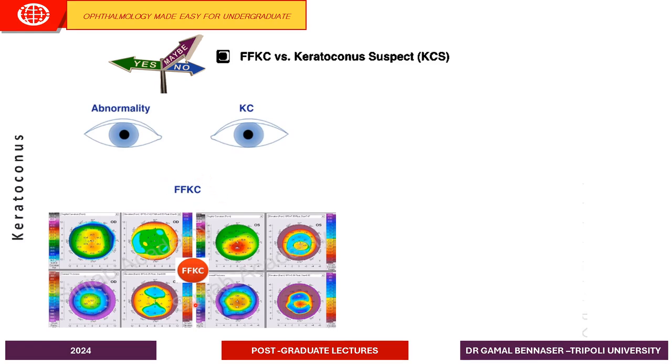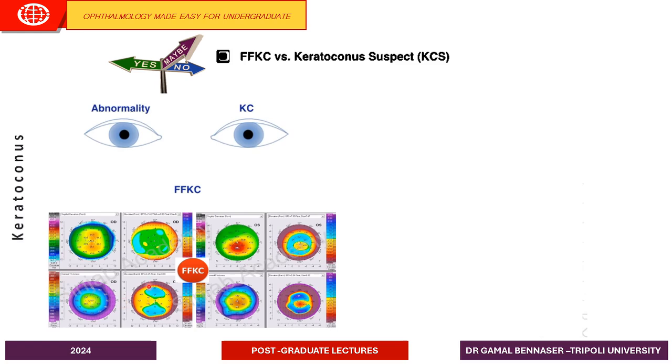Now, if you see this example for the left eye and the right eye, you can see clearly that the left eye shows a hot spot both in the curvature map as well as in the elevation map. So this is named red on red. So also in the pachymetry map. So this is definite keratoconus. I will explain later about the principle of red on red.